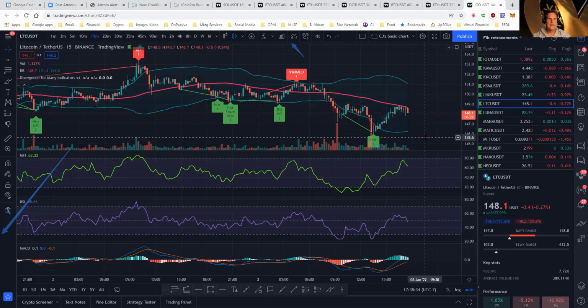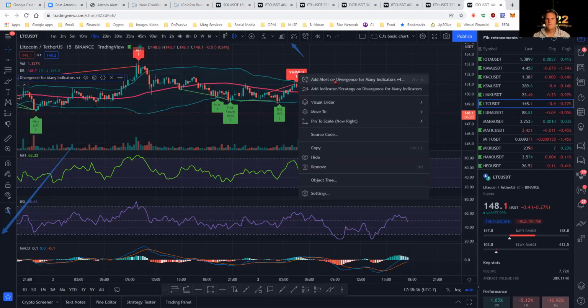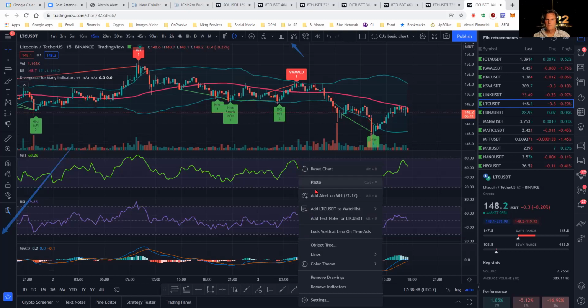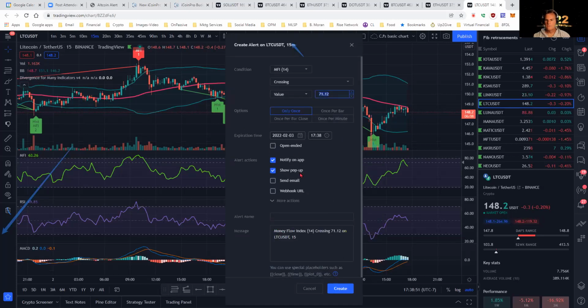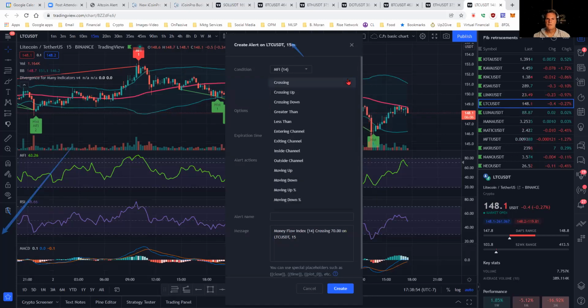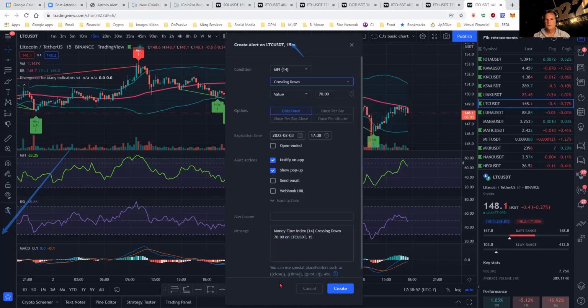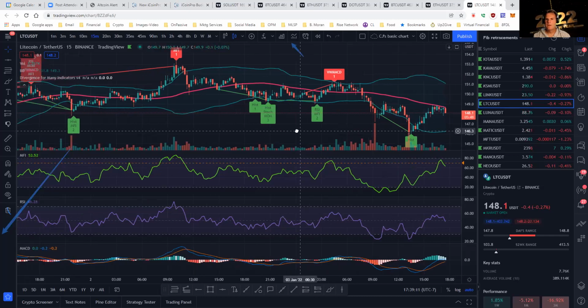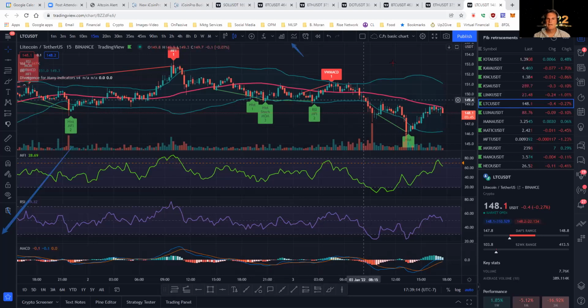So on Litecoin, I'd probably put an alert on the divergence here, or I don't know if I'd go up all the way to 60 or 80 or something like that. You put one around 70. Crossing down, create, and that's my alert. If it goes above this value and then goes down, you catch the trend going down. All right, so that's my theoretical short on Litecoin. Any questions on that?